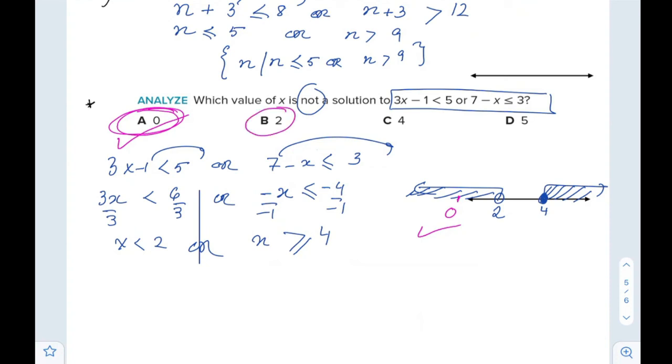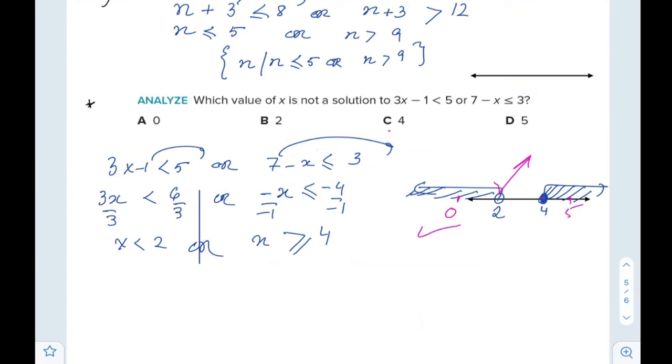Is 2 included? 2 is an open circle here at 2, so 2 is not included, so it's not a solution here. 4, is it included? Yes, 4 has a closed circle, so 4 is included. 5 is somewhere here, in the shaded region, so yes. So the answer you can choose is 2. 2 is the only number from the list that is not part of our solution.